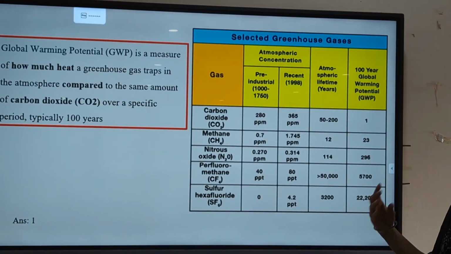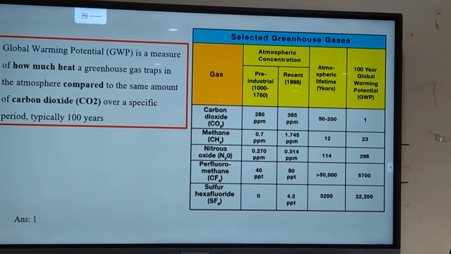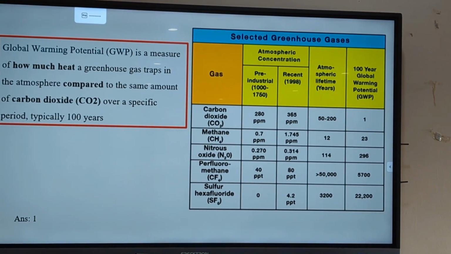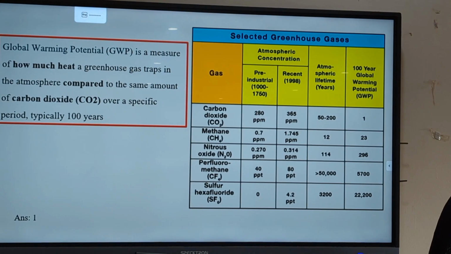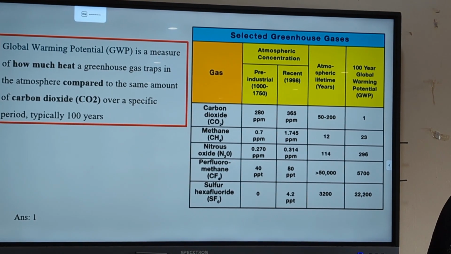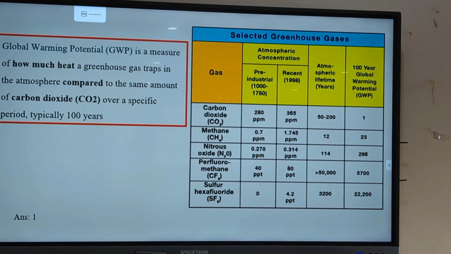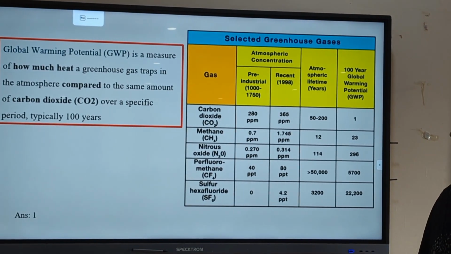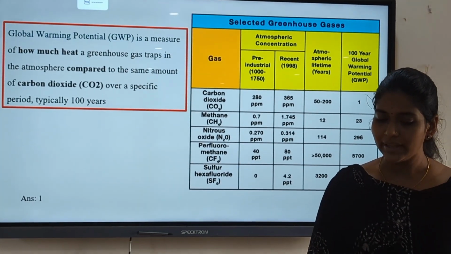In order to know more about global warming potential from this table, I will take the example of methane. Here it is given that methane's global warming potential is 23. What does it mean actually? In a period of 100 years, 1 ton of methane which is emitted has the same warming effect as 23 tons of carbon dioxide over that same period. So this is what the global warming potential means. From this table, we will be able to get the answer.